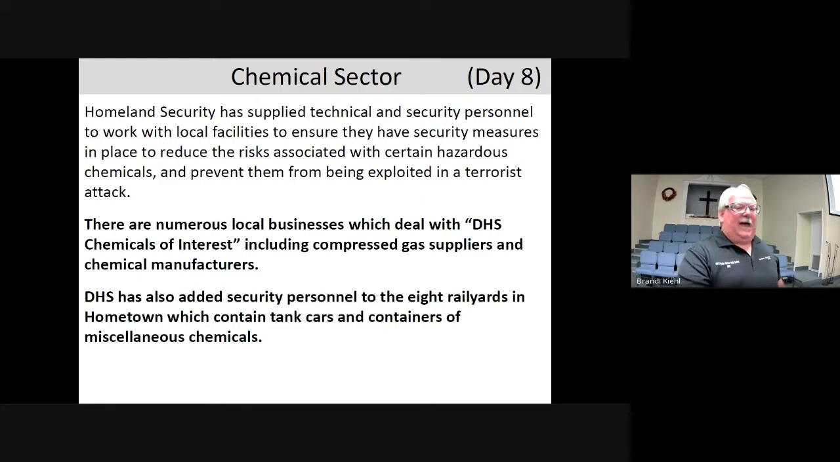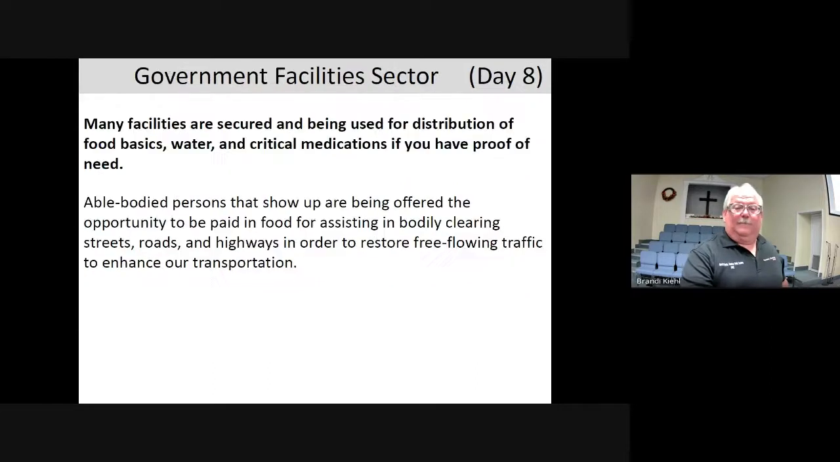In addition to that, there's a lot of local businesses that deal with what Homeland Security calls chemicals of interest. That's all the stuff that I used to buy mail order when I was in high school and played with and did things I wasn't supposed to. Anyhow, there's 8 major rail yards in this town, and there's stuff everywhere. Nobody is safe from exploding rail cars.